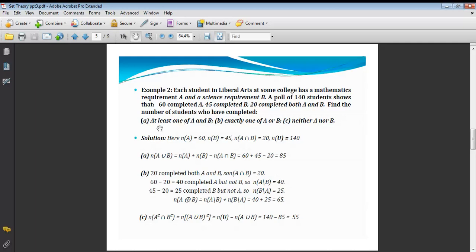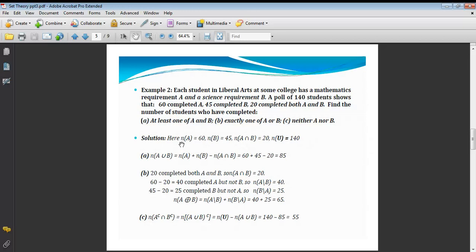For the first part, at least one of A and B, that means you have to find the number of elements in A union B. By the inclusion exclusion principle, this is the number of elements in A plus the number of elements in B minus the number of elements in A intersection B. So first write down the related terms.